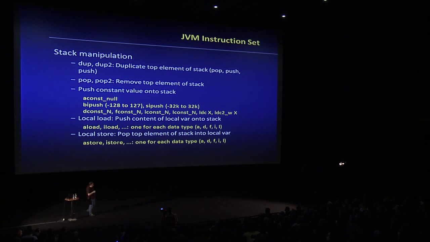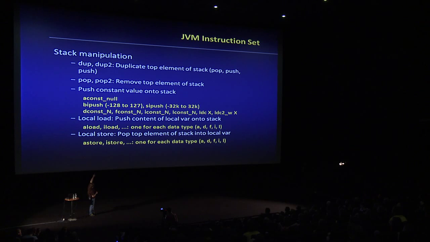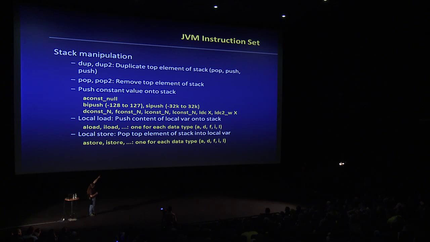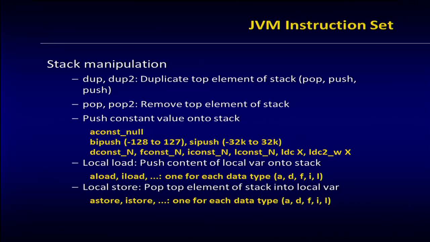onto the stack. One of the things the JVM instruction set has done is create instructions that are specific to each of the primitive types. So for example, aconst_null means push a null constant onto the stack. Okay. The bipush here means I want to push a signed byte onto the stack, as opposed to sipush, which means push a 2-byte signed value onto the stack. dconst is for doubles, fconst is for floating point, iconst is for integers, lconst is for longs, and then LDC specifically is for loading an object reference constant. We saw that earlier when it was loading the string reference.